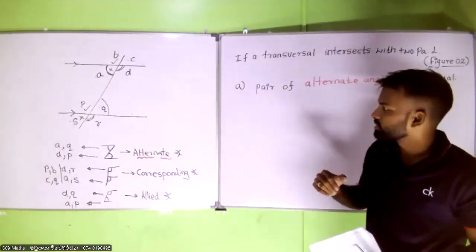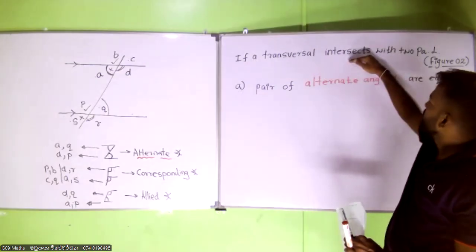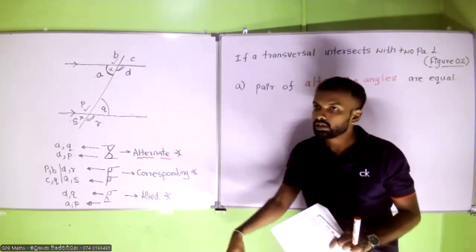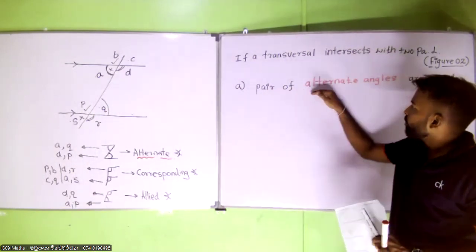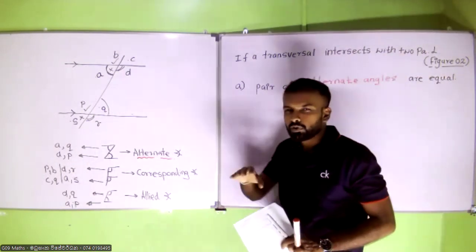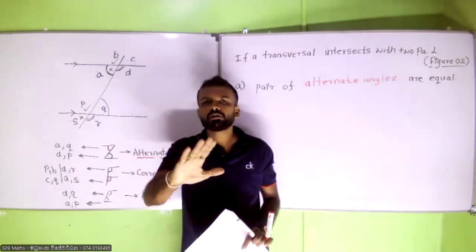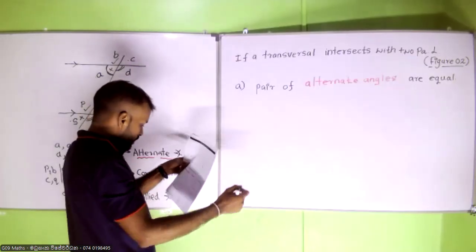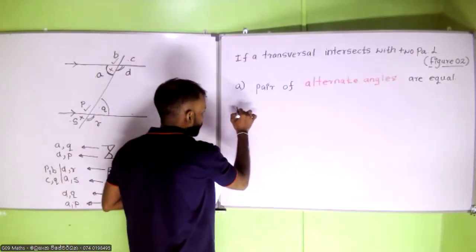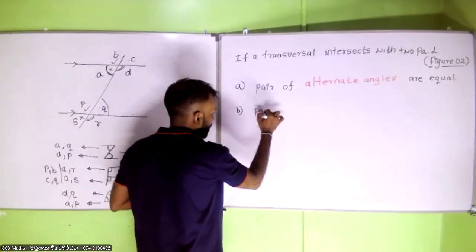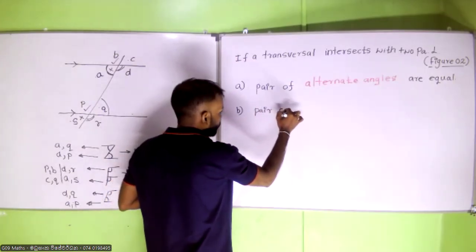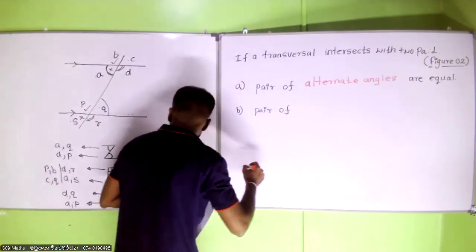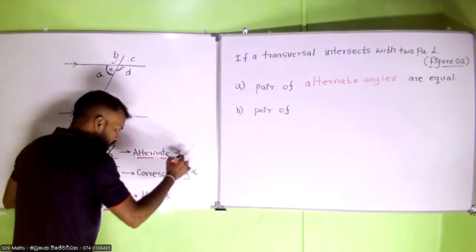The thing you need to understand is if a transversal intersects two parallel lines like this, the pair of alternate angles are equal. If you find any alternate angles, their magnitudes are equal to each other. Same thing for the second one, part B, pair of. The alternate part is done.